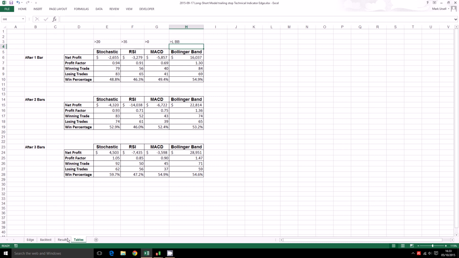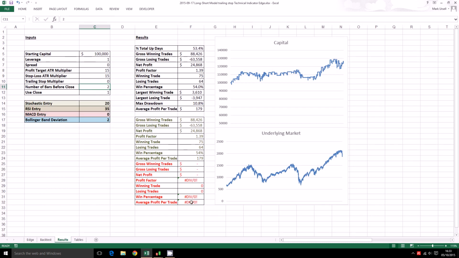Now, of course, if I just flick back here to the results tab, we are dealing with a market that has generally, with two notable exceptions, gone up for most of this time period, which means that in general, it would have been better to be a buyer of this market rather than a seller over the majority of this 19-year time period.